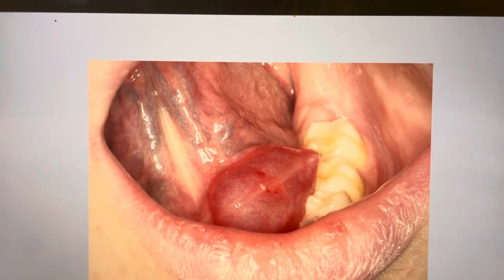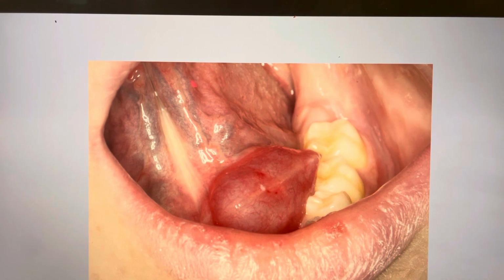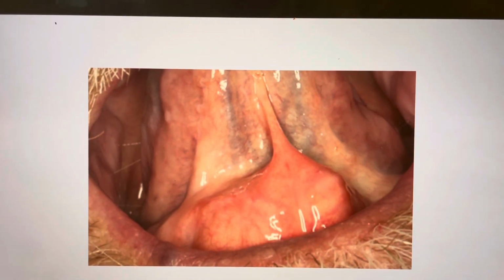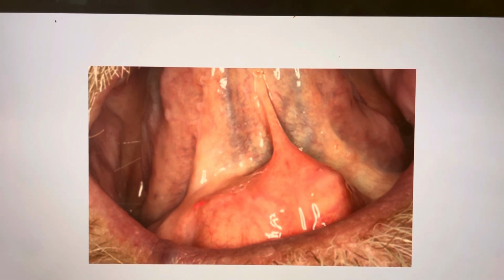Sometimes cysts can occur on the floor of the mouth. As you can see, this is the ventral tongue, these are teeth, and there is a huge cyst on the ventral tongue. These cysts are harder to remove and the recurrence rate is higher when it is on the floor of the mouth. And this is another cyst on the floor of the mouth underneath the tongue. You can see this huge cyst occurring right here.